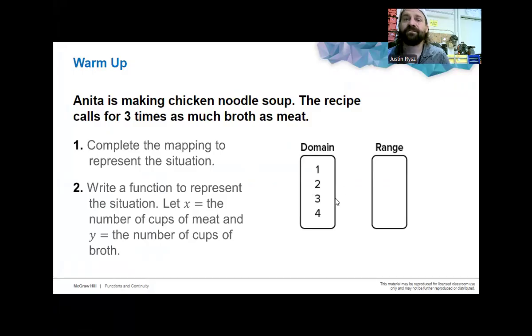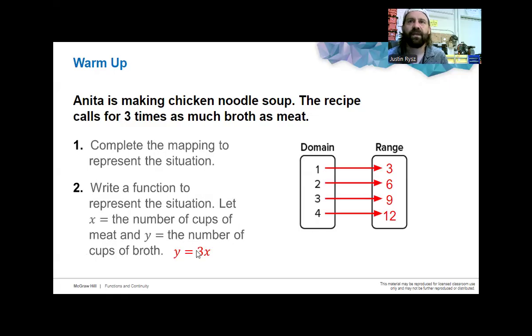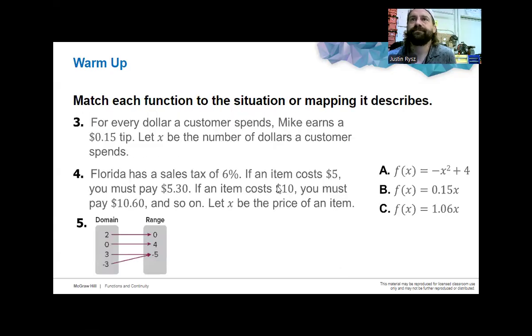So remember, like back in Algebra 1, the domain is your x and the range is your y. In this case, the x is going to be the number of cups of meat, and the range would be the number of cups of broth. Take a second to think about what that would mean. So 1 cup of meat, if it's got to be 3 times, would be 3 in the range. 2 would go to 6, 3 would go to 9, and 4 would go to 12. And then to write that as an equation, we would say y, the number of cups of broth, would equal 3x. It would just continue to go like that.